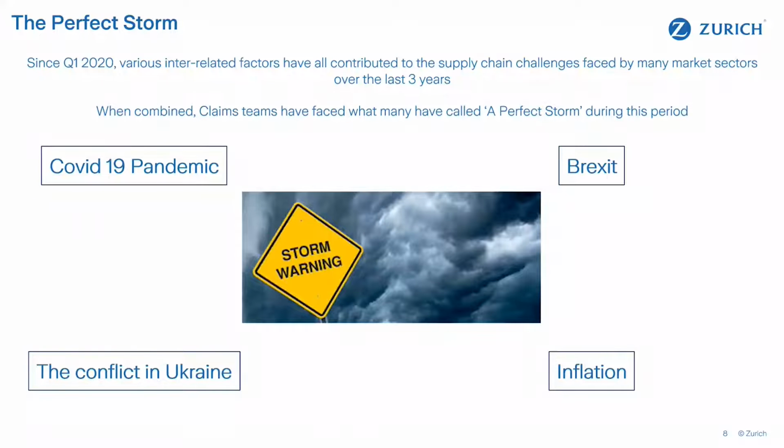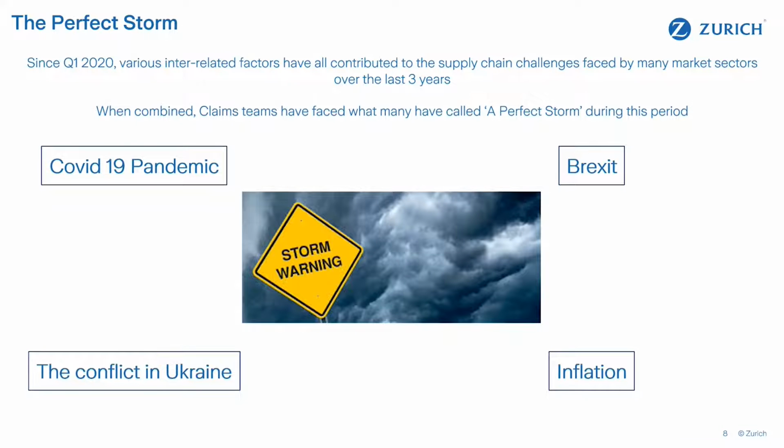Now, you may be sitting there thinking that much time has elapsed since Brexit, and COVID was 2 or 3 years ago and things like that. And you may be thinking, well, are those situations still something that can be blamed for rising insurance costs and delays to claims and things like that? The short answer is unfortunately yes.